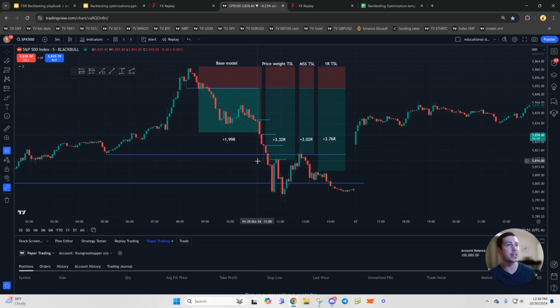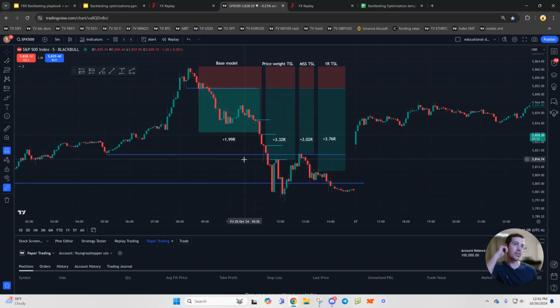Anything higher than that, obviously if you're trading futures, you have to close by 4 p.m. Eastern, so it's not really worth it. You can't hold anything too long, but if you're trading Forex or gold or crypto or something, maybe you could use a higher time frame for your trailing stop losses.